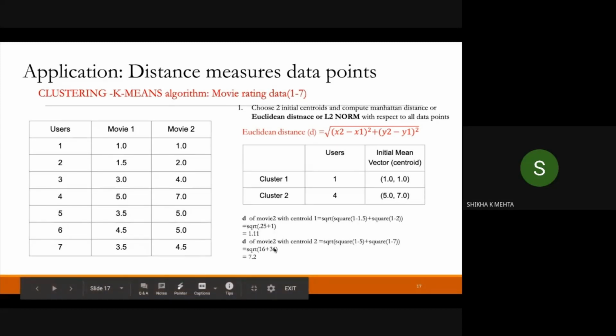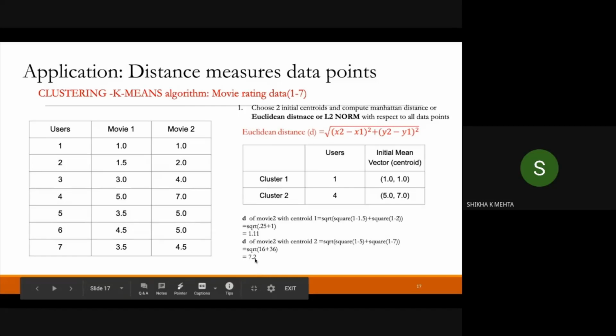Similarly, when I compute the distance of user 2 from the centroid of cluster 2, I take the square root of the square of 1 minus 5 plus the square of 1 minus 7, it becomes 16 plus 36, and the square root of this is 7.2.